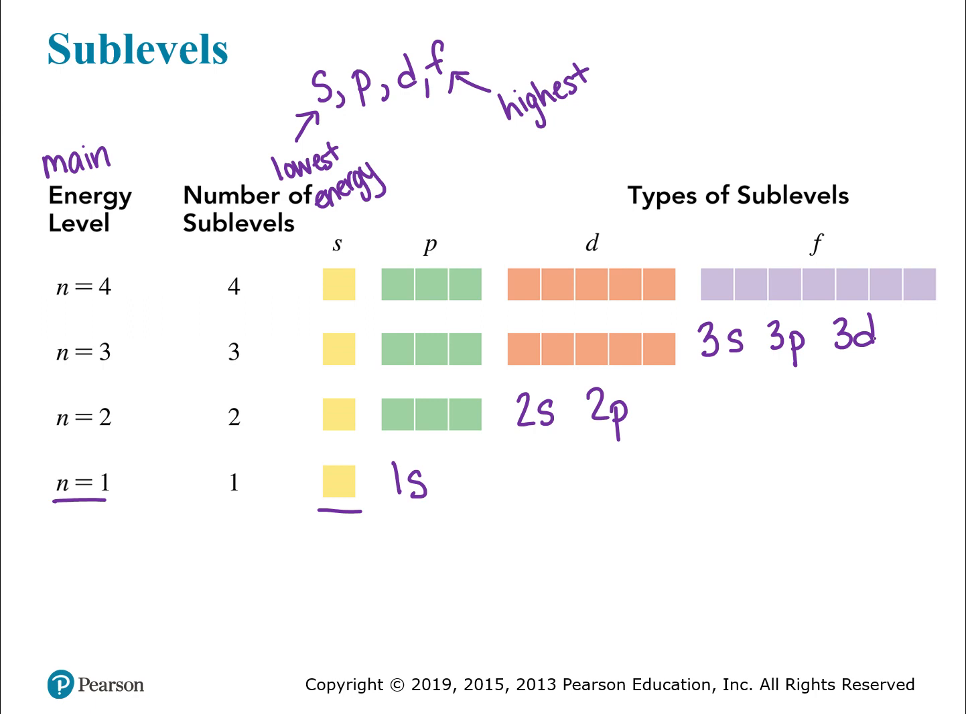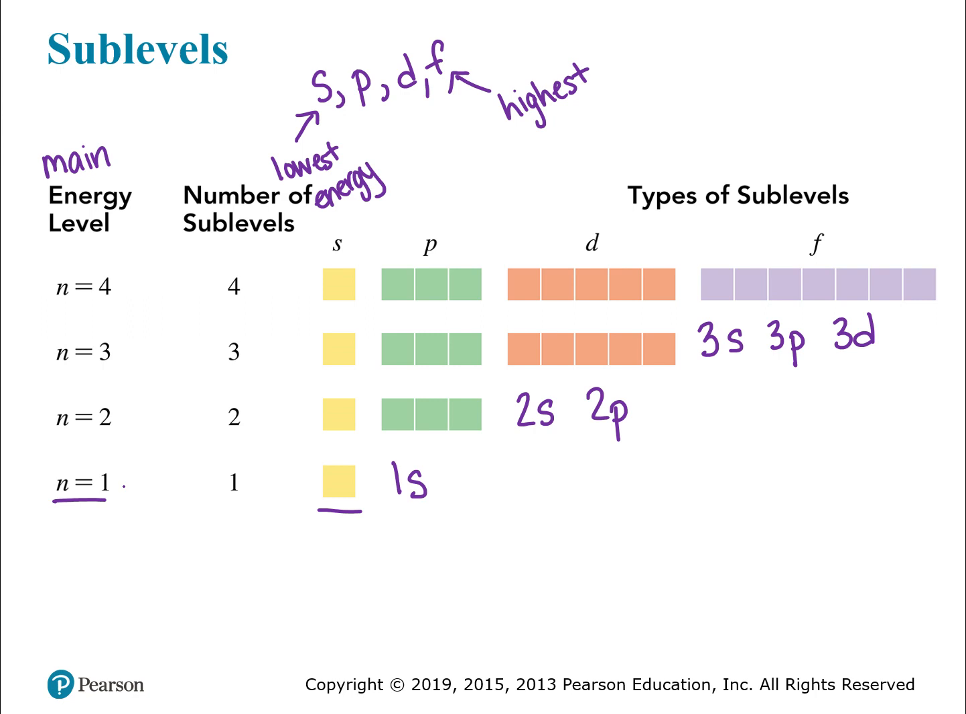And if you're lost, it's okay. Let me know. Okay, one more time. We've got main energy levels. So the n equals 1, n equals 2, n equals 3. Within those big energy levels, we have sublevels.